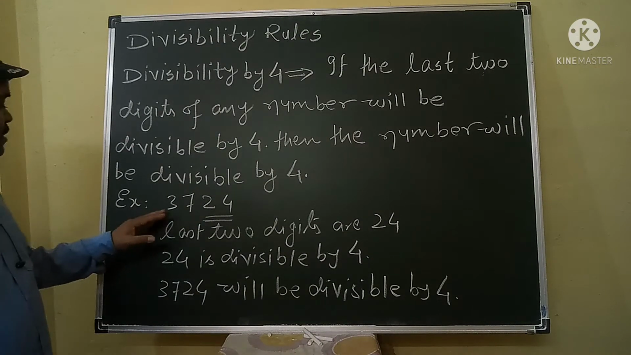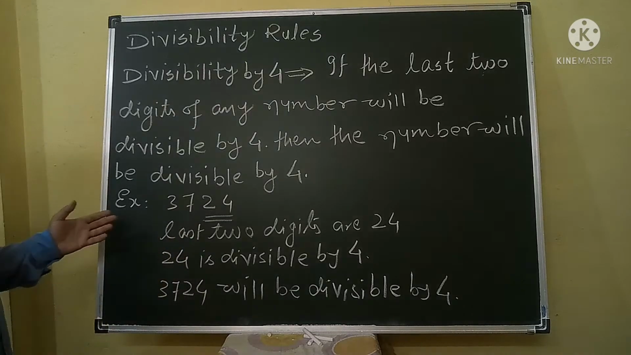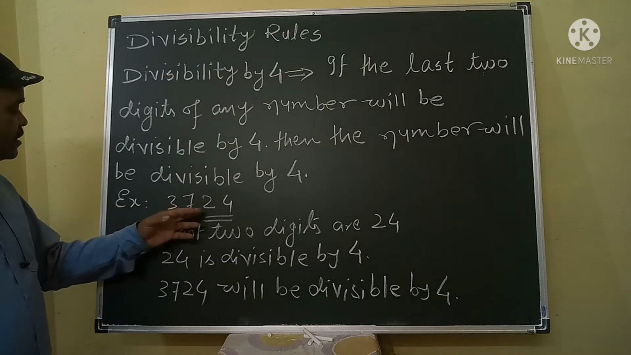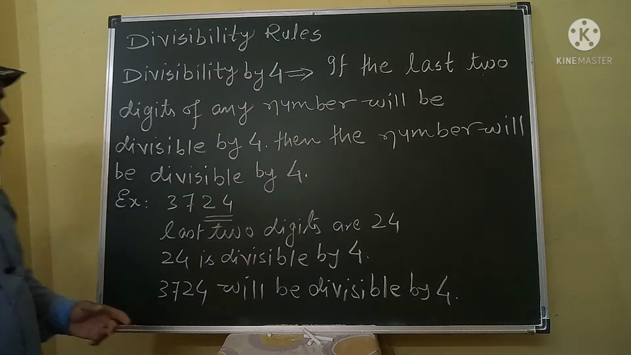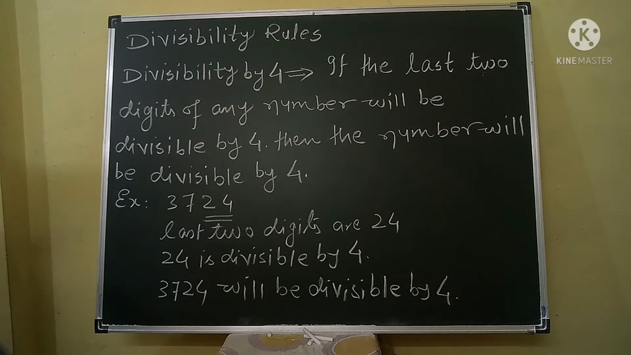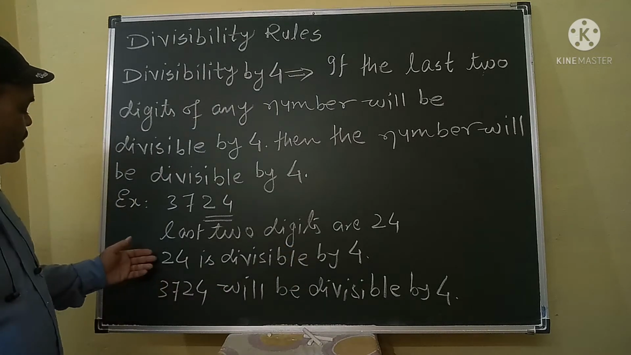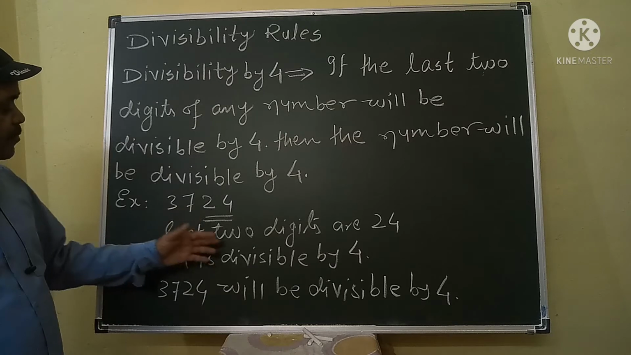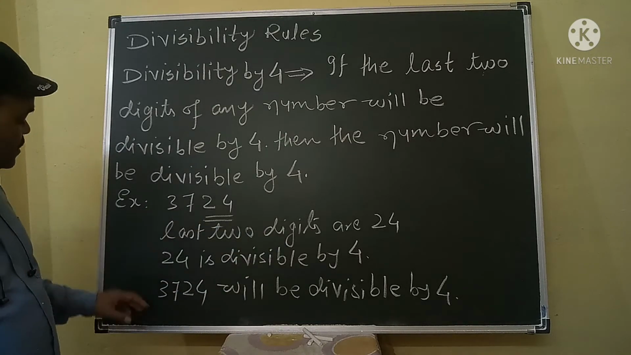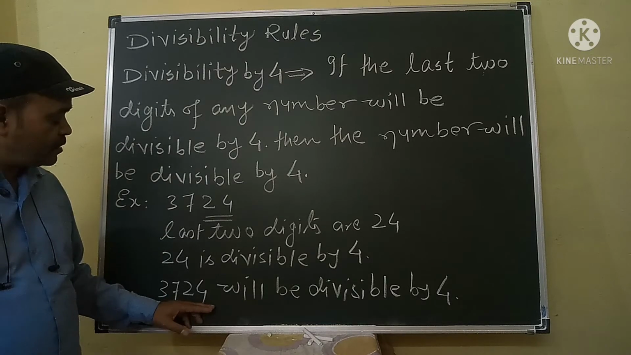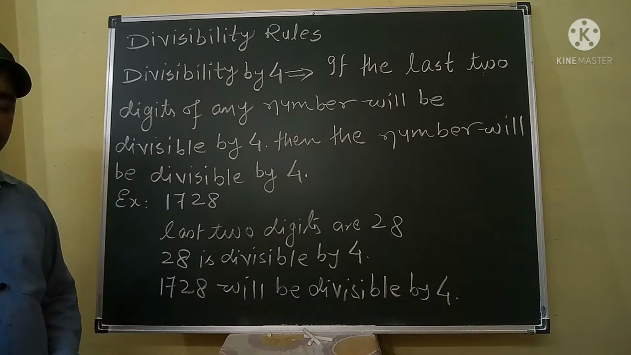As you are looking, this is 3724. Now in 3724, the last two digits are 24, and you know very well 24 is divisible by 4, in other words 24 is a multiple of 4. That means 3724 will be divisible by 4.